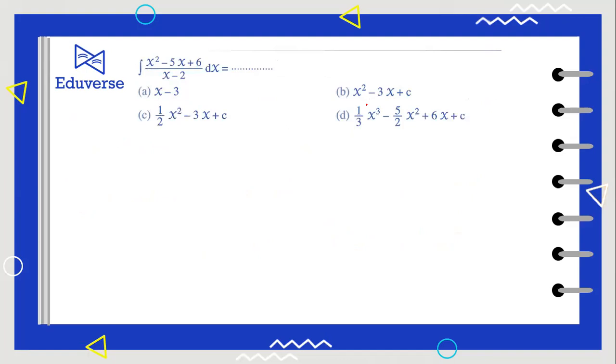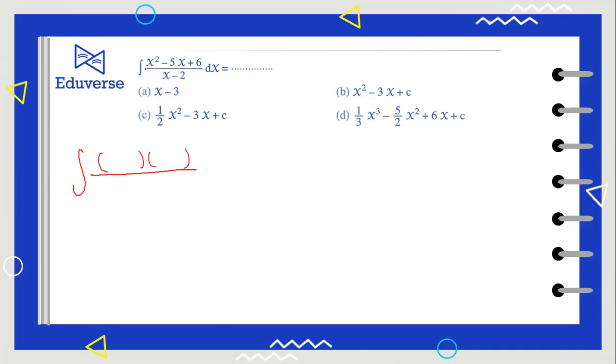Integrate this expression. I can't find the integration of a fraction. I must simplify that firstly. How can I simplify this form? Look. At first, think about the numerator. I can factorize the denominator. I can factorize it. How?